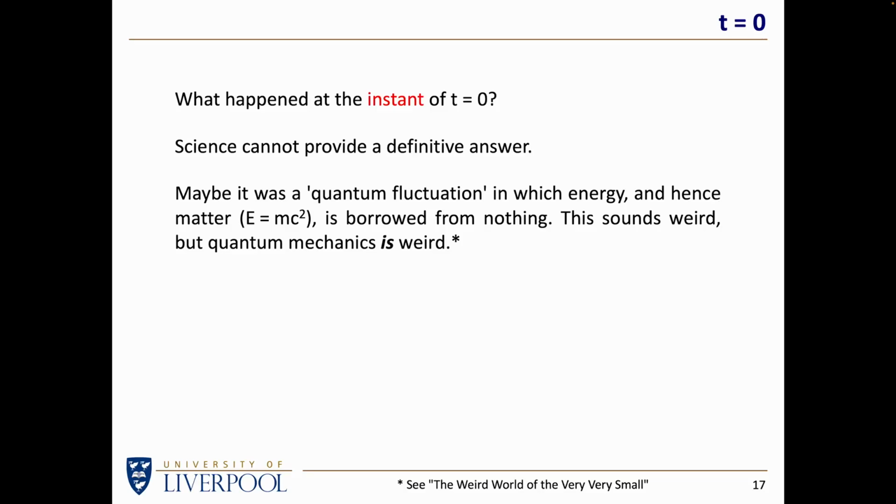Now, this sounds really weird, but then quantum mechanics is weird, and I'm not going to go any further into quantum mechanics. But you can ask, well, how big a quantum fluctuation can you have? If you start with nothing, how much can you borrow from, if you like, the bank of nothing before you have to repay the loan? Well, the energy that you borrow multiplied by the time that you have to repay the loan, that product, energy times time, has an upper limit.